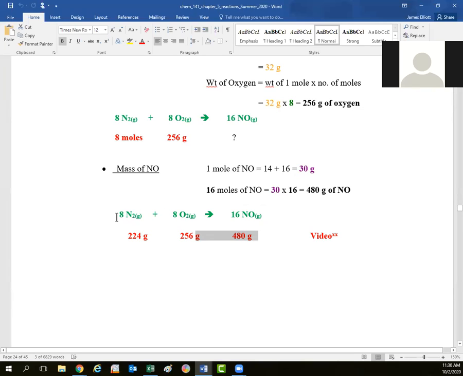So we've used a mass of one of the chemicals, turned it into a molar quantity. That implies a particular number of moles of all the other chemicals, and then using the periodic table, we can work out the mass for those chemicals.